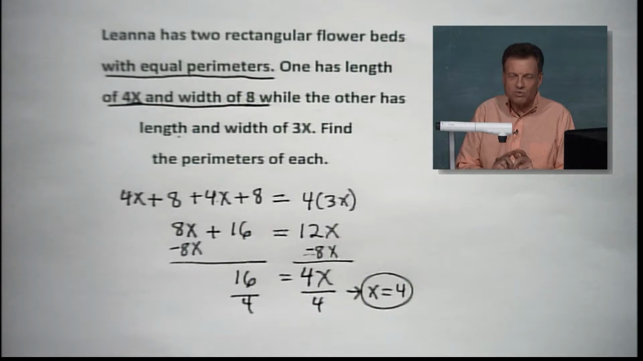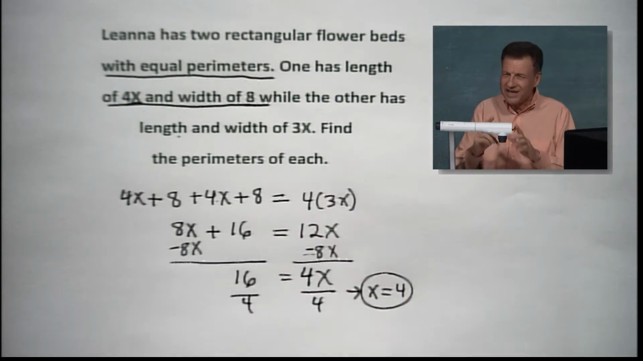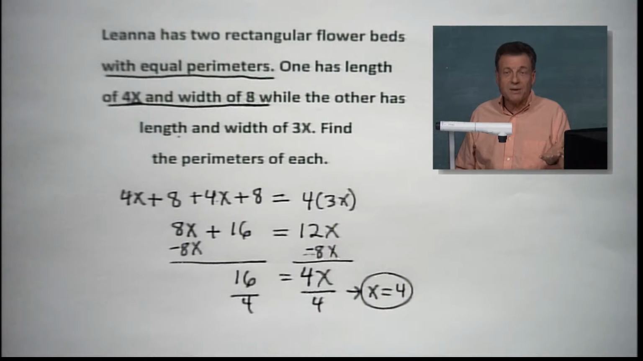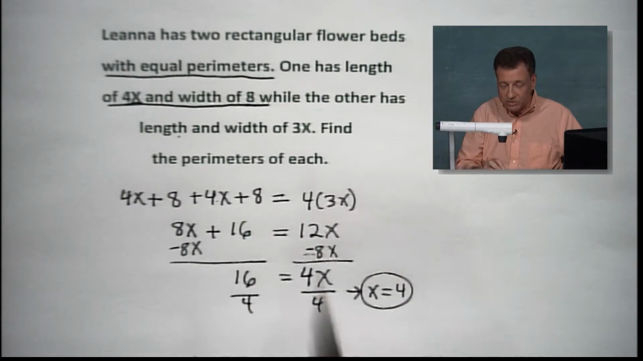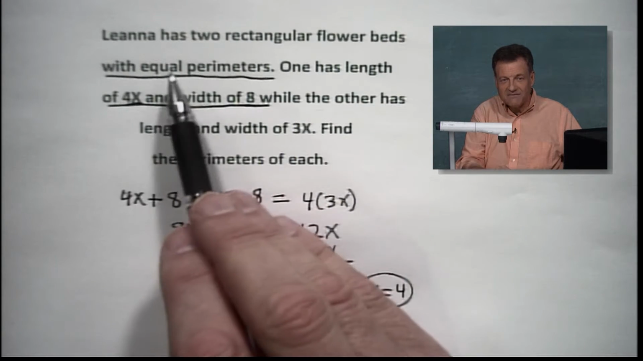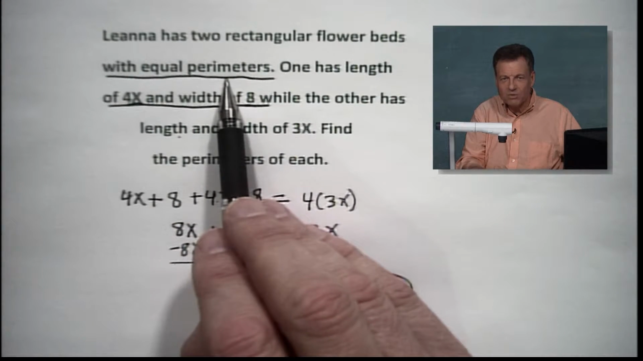Well, pretty much. We've got a big chunk of it done, all right? We are looking for the perimeters. Now, I could have asked you for the length and the width of each. Instead, we've asked for the perimeters. Now, think about it, my friends. What did we know about the perimeters at the very beginning? They have equal measure. They have equal perimeters.